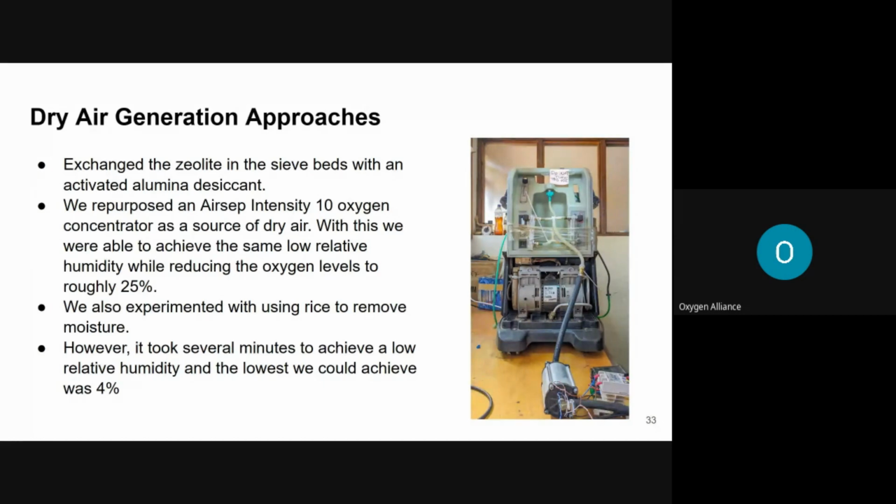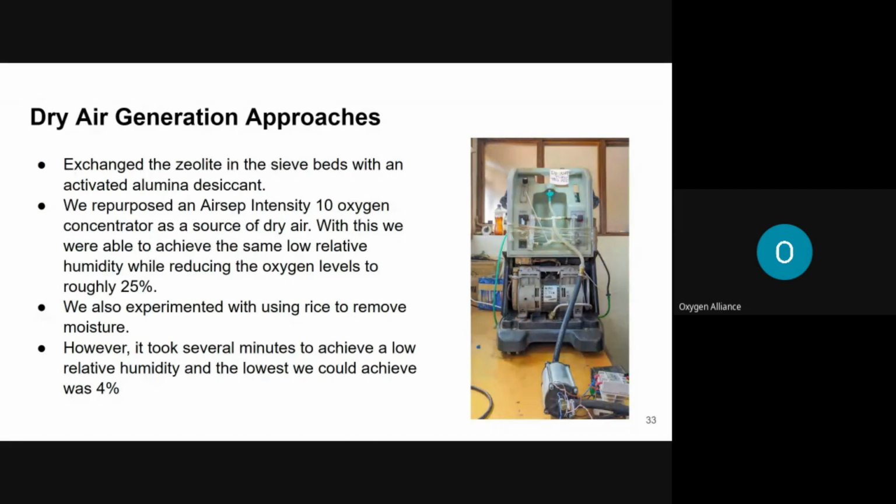We also tried to experiment using rice to remove the moisture. We thought of using rice because it is readily available almost everywhere, and most low and middle income countries would be able to afford it. So we tested it out, and we found out that it took several minutes to achieve low relative humidity, and the lowest we could achieve was 4%, which was still not down to the levels that we wanted. So we had to abandon this idea.